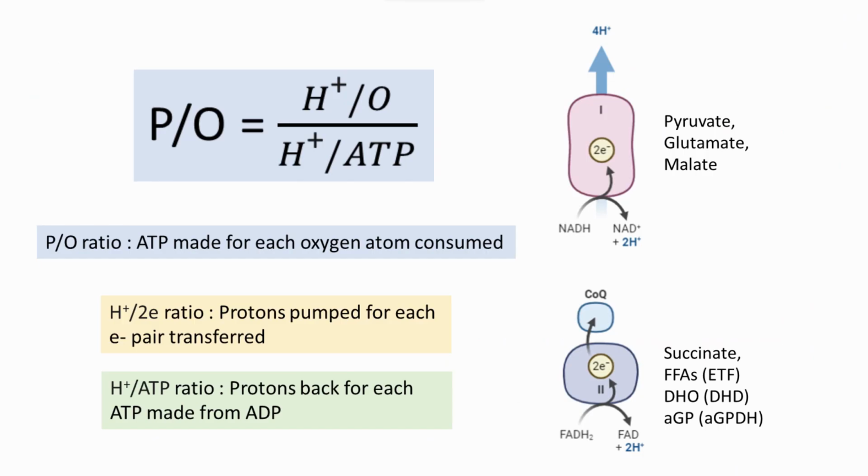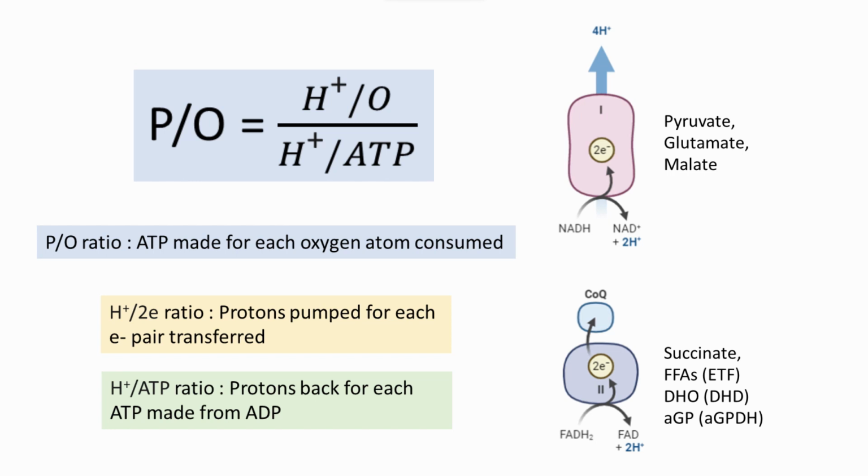So to make sense of this proton gradient, we have these various ratios that give us an idea about how much ATP is generated per oxygen molecule consumed. So the PO ratio, this is the first ratio here, gives you an idea about how much ATP is being generated for the amount of oxygen that is being consumed. You can have different amounts of ATP being generated for the same amount of oxygen that you are consuming in a cell.